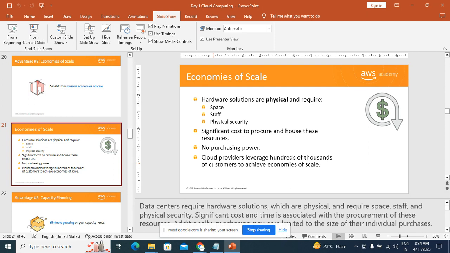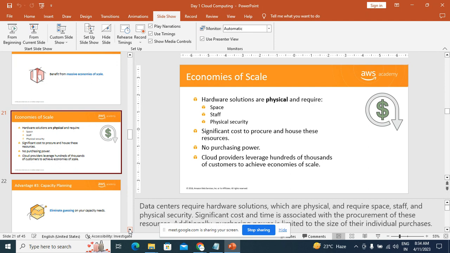So AWS is doing a global business. All the customers for AWS are not coming only from India; they are coming from different parts of the world. Cloud providers leverage hundreds of thousands of customers to achieve economies of scale. Each data center can be handling several thousands of customers. You can take this as economies of scale, where you need not put in any investment. All these things will be handled by AWS.